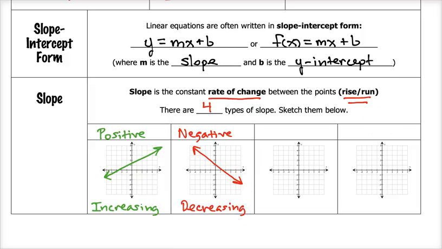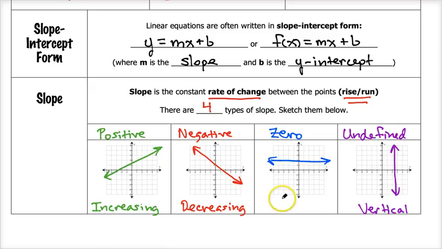And then we have zero slope, which is neither increasing nor decreasing. It's actually a flat line or horizontal. And then we have what's called undefined slope. And undefined slope gives you a vertical line. Okay, so it's important to know and recognize those four different types of slope.